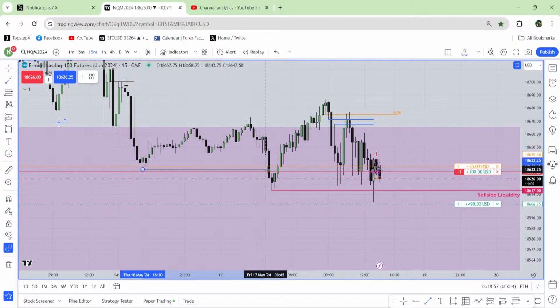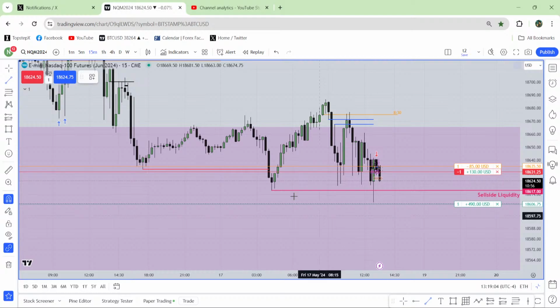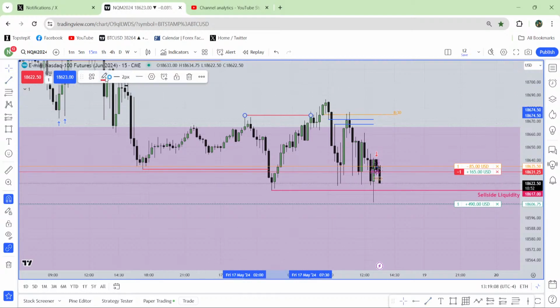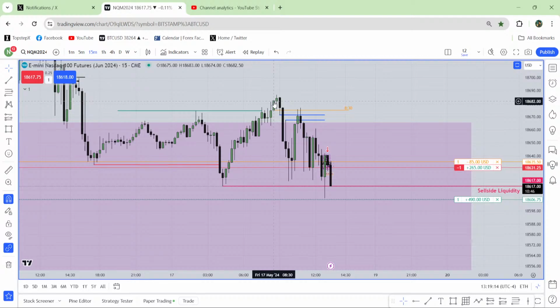So the market has taken the sell side liquidity. I'm going to mark it as a red line. Then the market has taken this buy side liquidity. I'm going to mark it as a green line. All of this buy side liquidity has been taken by this run. Around this run, you have nothing to do, absolutely nothing to do.